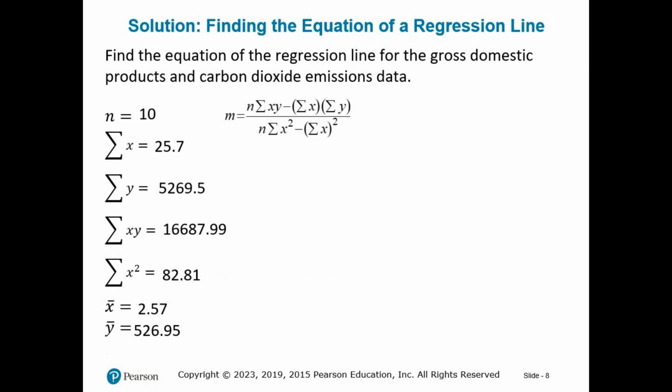Now that we have our numbers, let's calculate these formulas. We just need to substitute in the proper values. So we have 10 times 16,687.99 minus 25.7 times 5269.5 divided by 10 again times 82.81 minus 25.7 squared. Be careful when you're entering this in the calculator.